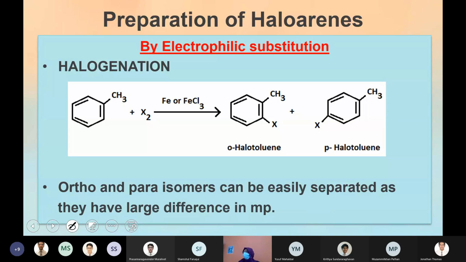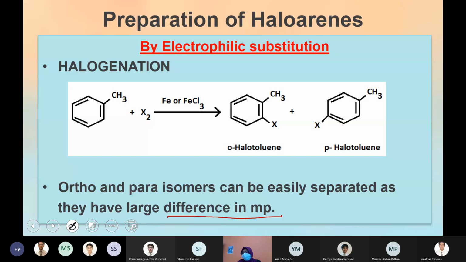So once you get these ortho and para products, it's a mix of products. From there, you can separate the products. Ortho and para can be separated by simple distillation because there is a difference in the melting and boiling point. Even though they have exactly the same molecular formula, their arrangement is different, and due to this arrangement their melting and boiling point is different.